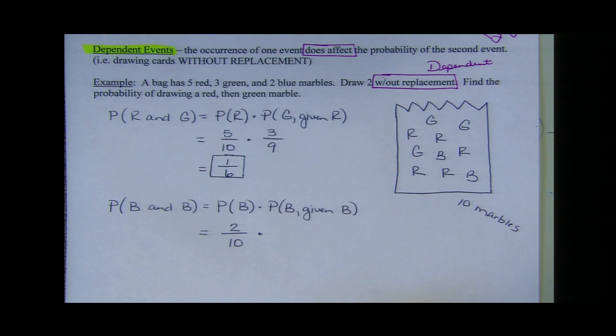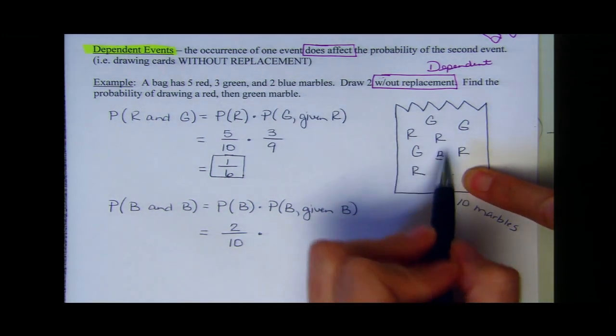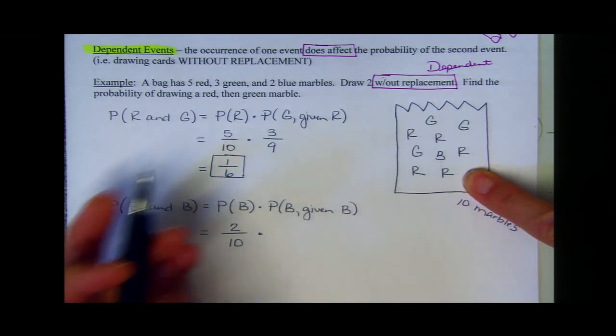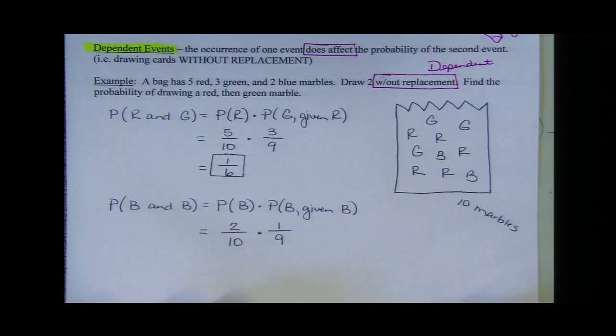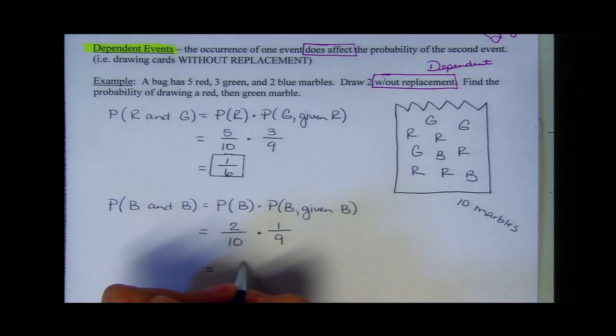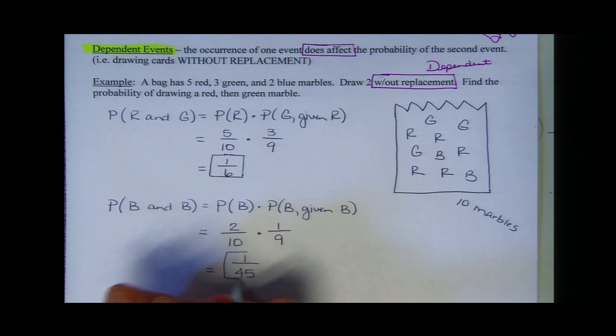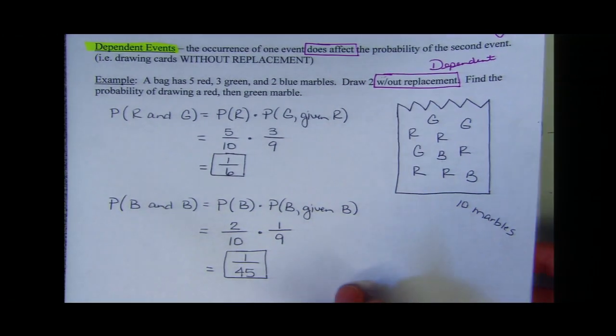So now in the second draw, what's the probability of getting blue? Well, you're holding one blue one in your hand already, so there's only one other left. So this one would be 1, and there were only 9 marbles in the bag. So 2/10 times 1/9 is 1/45. So that's the multiplication rule.